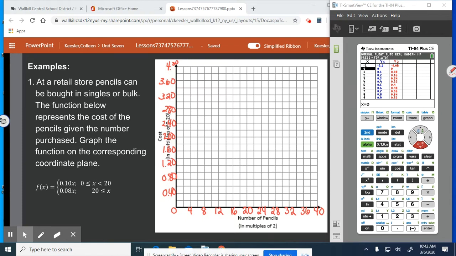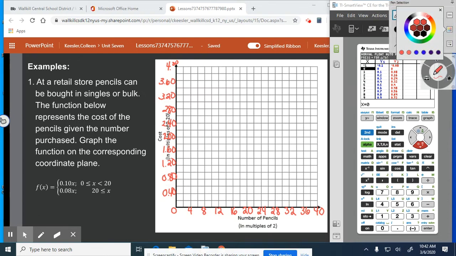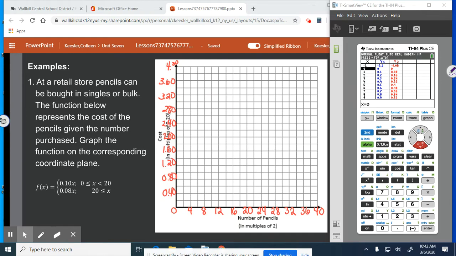All right, so now we can go ahead and graph those two separate equations given the domains that we have here. So again, it's 10 cents for the first 20, from 0 to 20. So 0 is going to have an open circle, but 20 is going to have a closed circle when we graph it.